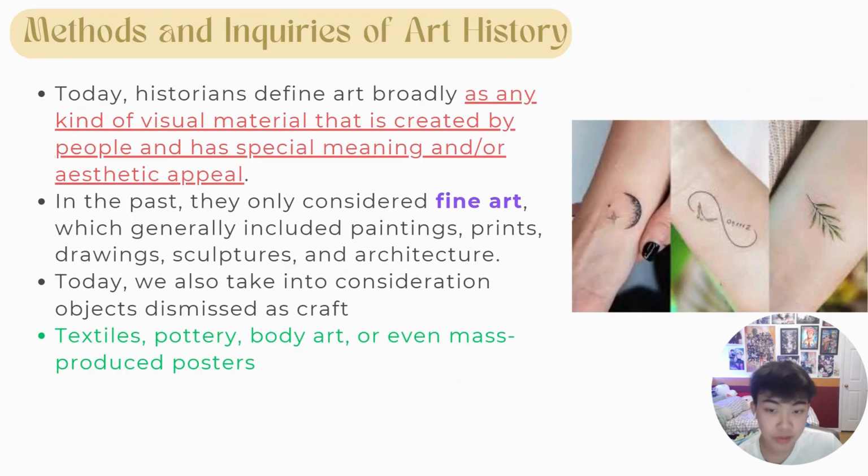Today, historians define art broadly as any kind of visual material that is created by people and has special meaning and/or aesthetic appeal. In the past, they only considered fine art, which generally included paintings, prints, drawings, sculptures, and architecture. Today, we also take into consideration objects dismissed as craft, such as textiles, pottery, body art, such as tattoos, or even mass-produced posters.